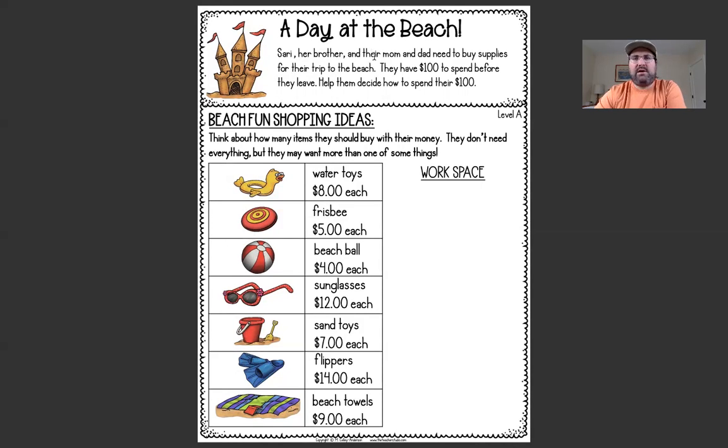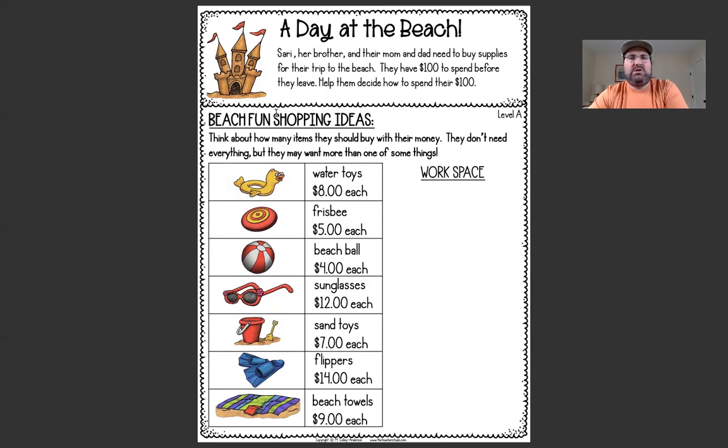Sari, her brother, and their mom and dad need to buy supplies for their trip to the beach. They have $100 to spend before they leave. Help them decide how to spend their $100. Okay, well, how many people are in this family? We have Sari, her brother, their mom, and dad. So there's a couple questions where we will need to remember that there are 4 people in the family. So I just wanted to talk about that right off the top here. All right, so we have $100 to spend before we leave for our trip to the beach. So let's decide how we want to do that.